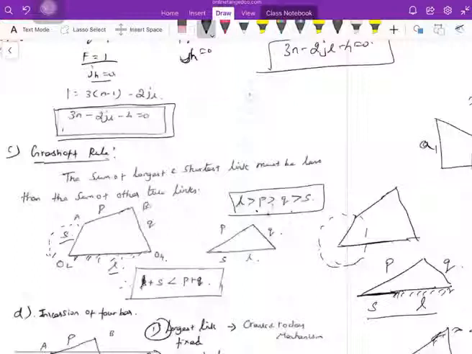What does Grashof's rule say? Note down this equation, note down this law, guys. This is very important. Yesterday I told you the sum of the longest and shortest link must be less than the sum of the other two links. This came from the famous triangle inequality.